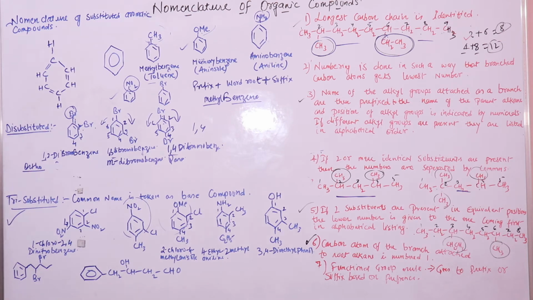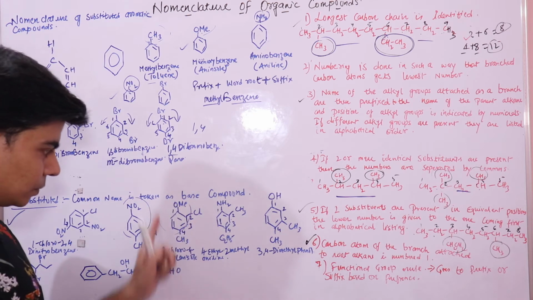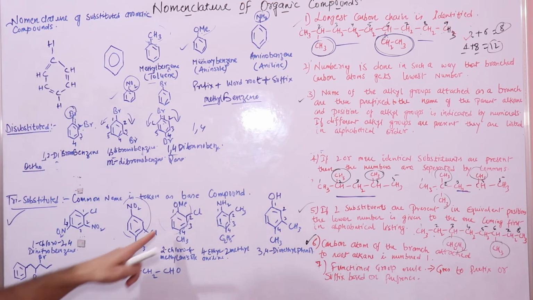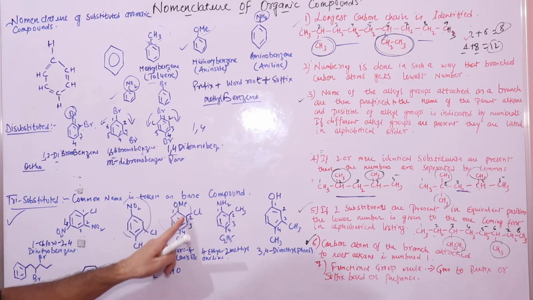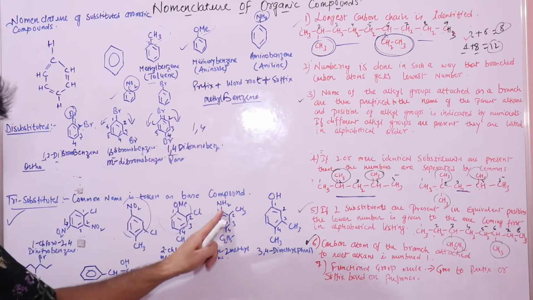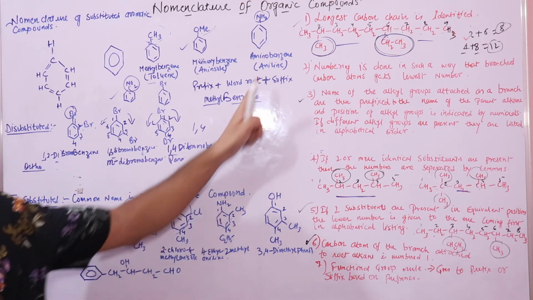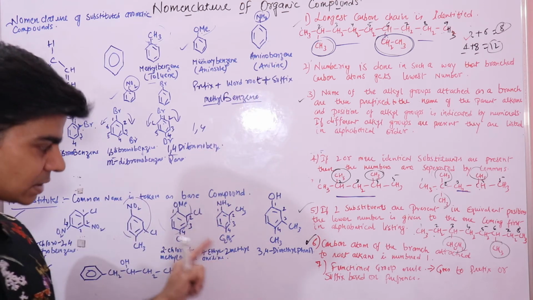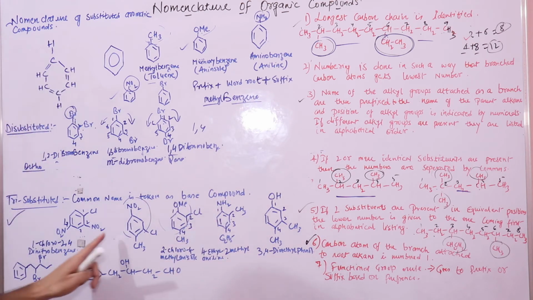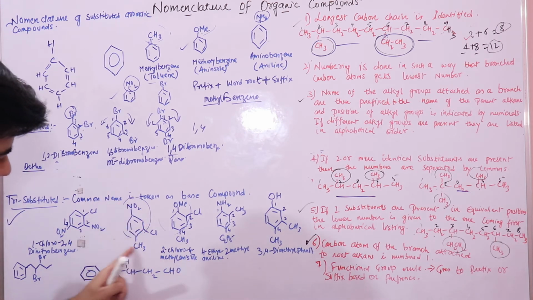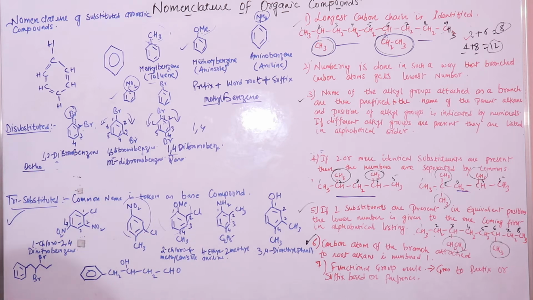What we will be doing is we will take the common names of the base compound, right? Like I said, this OMe with a benzene ring is anisole, and this NH2 with a benzene ring is aniline. So these are base compounds. We will name these as derivatives of base compounds. So this compound is the derivative of nitrobenzene, and the next one is the derivative of methoxybenzene, like this.